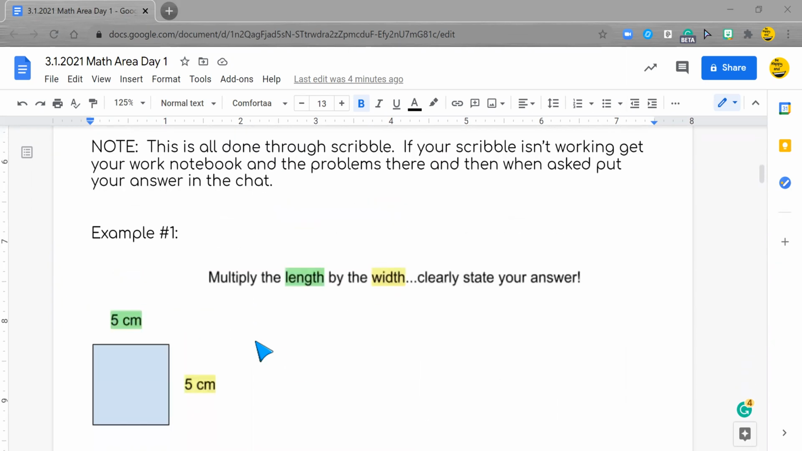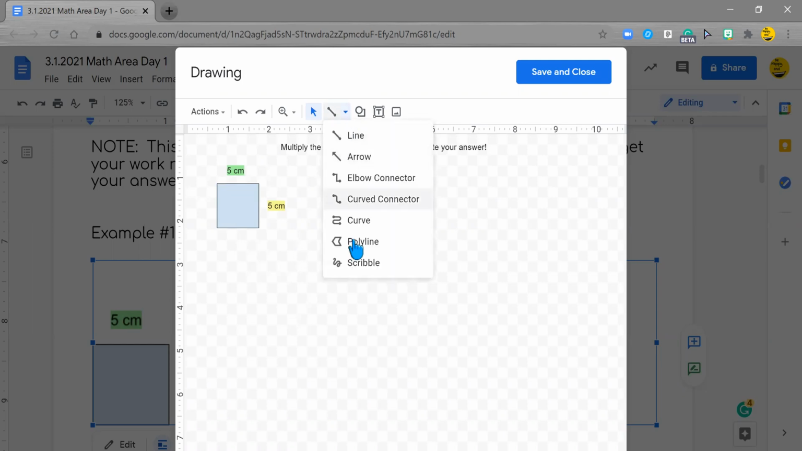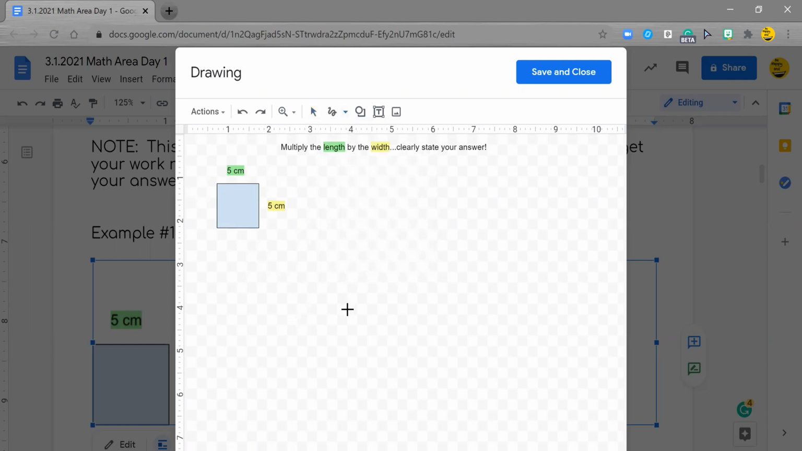So here we go. If you have Scribble, we're going to bounce into our Scribble, double click. It says multiply the length by the width, clearly state your answer. So I have length and I have width. Maybe it's length and width. Either way, it's multiplication, so it doesn't really matter which way we go as long as we're multiplying. So here we have 5 times 5, which is 25.